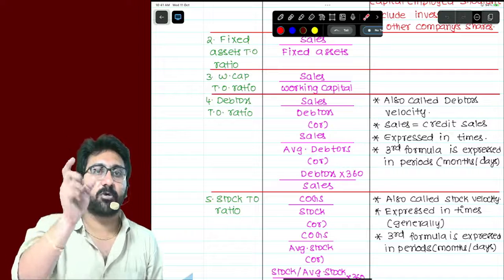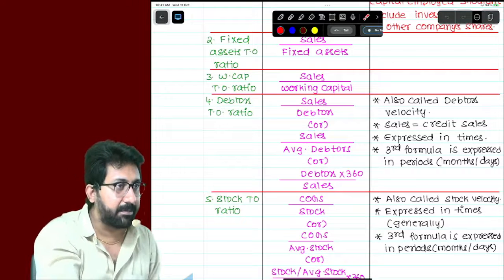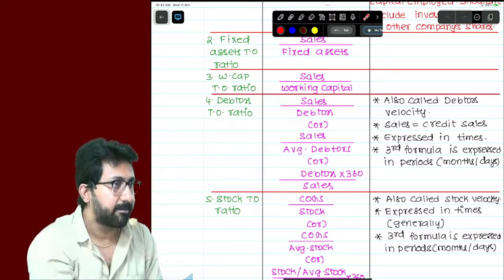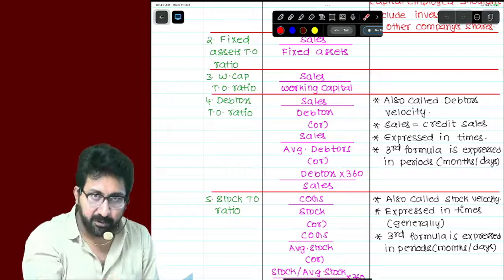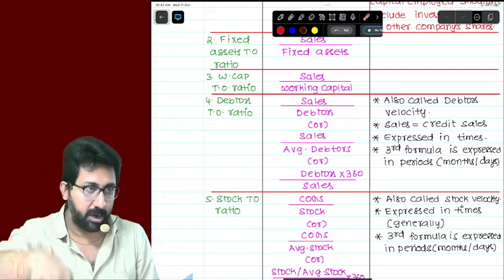Who generates what? Who is the influencer? Who is the influenced? Capital will be influencer and sales is influenced. Sales influencer and capital is influenced. Capital is influencer, sales is influenced. Therefore capital should come on the denominator.